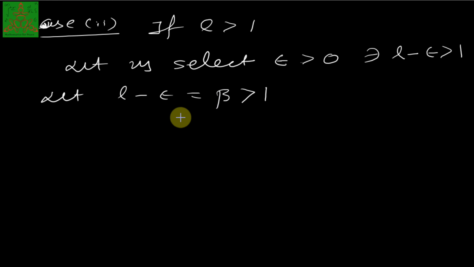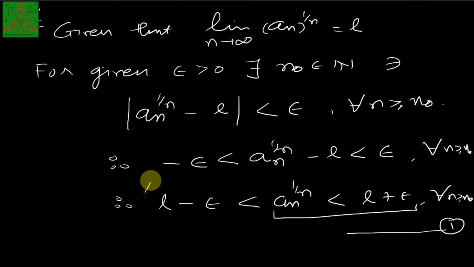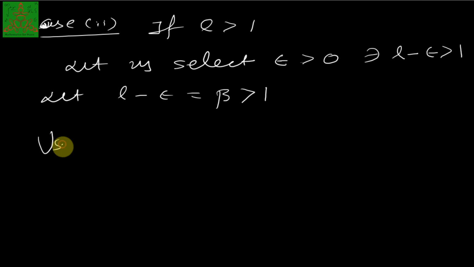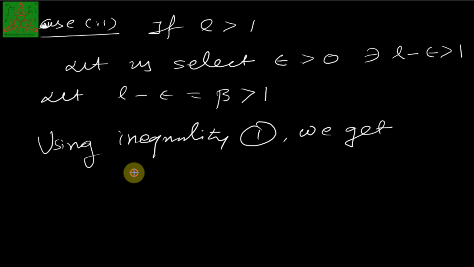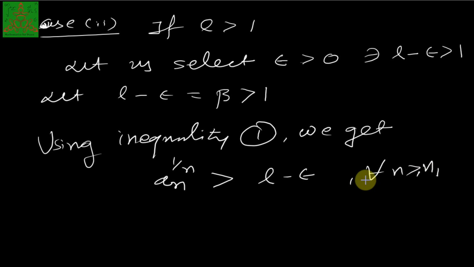Again by applying inequality 1, but in this case we'll use this side of the inequality, we get an power 1 upon n greater than L minus epsilon for every n greater than or equal to n1. It might happen that for this epsilon, which we have chosen differently from case 1, we will have a different n0. That's why I am calling it n1, where n1 is some positive integer.